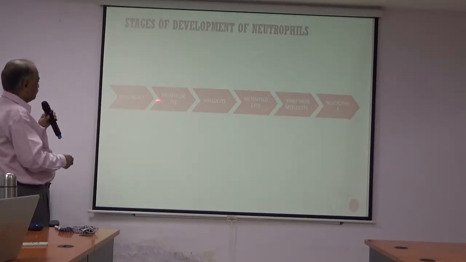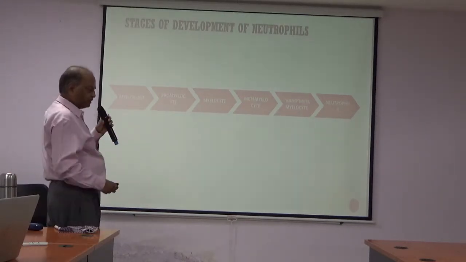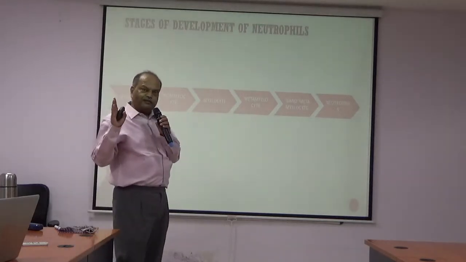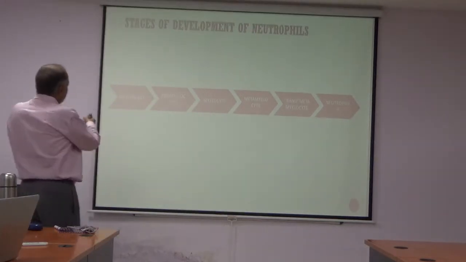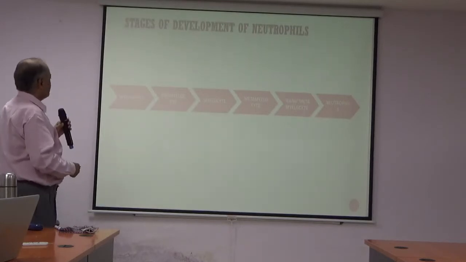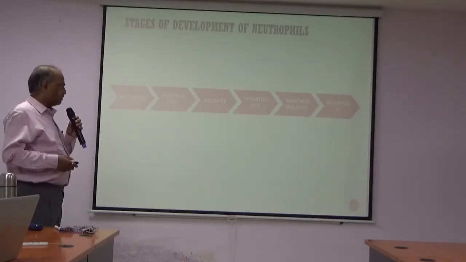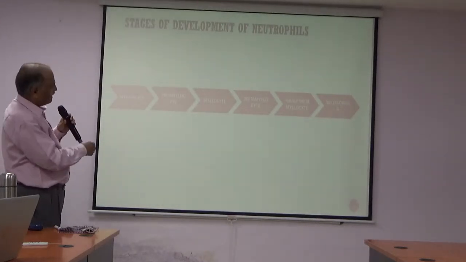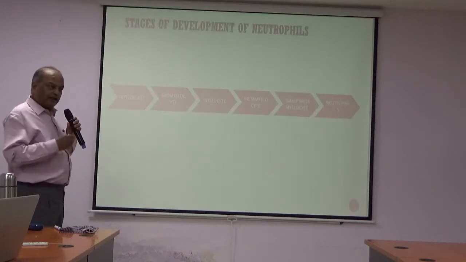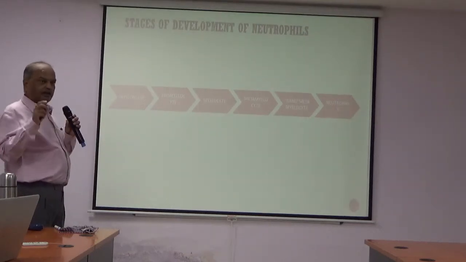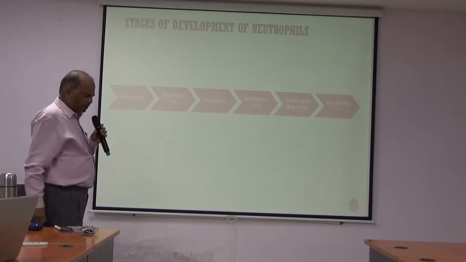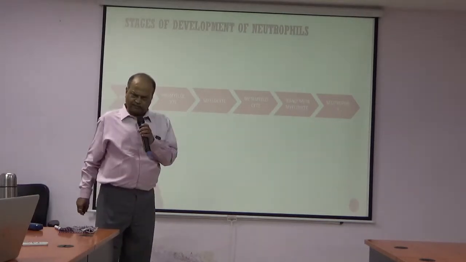And gradually, as in erythropoiesis, there is a decrease in the size of these cells. Here also, this myeloblast, which is around 18 to 20 micrometer in diameter, gradually decreases in size, and as the progression goes, gradually granules are acquired. You all have seen this in your practical classes.